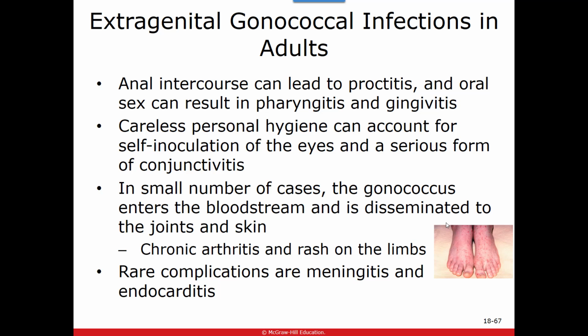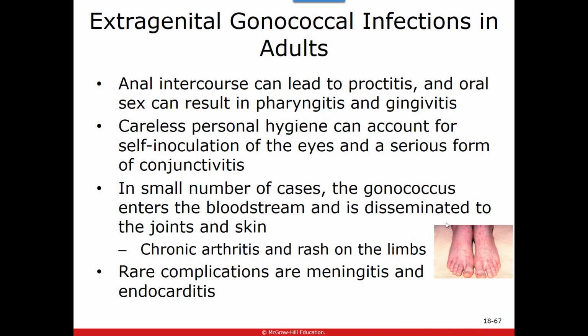It can get into the bloodstream. It can travel throughout the body. It can affect the joints. It can affect the skin, causing a rash. And it can cause meningitis and endocarditis. Again, it just depends if it spreads. It can also depend on the health of the immune system of the patient.